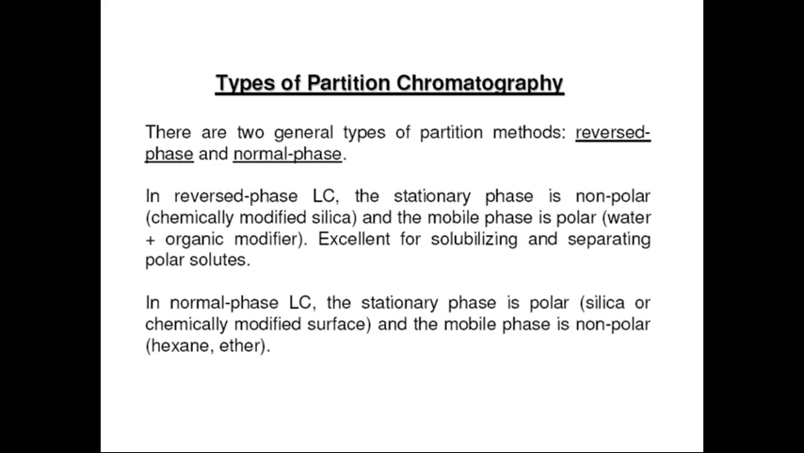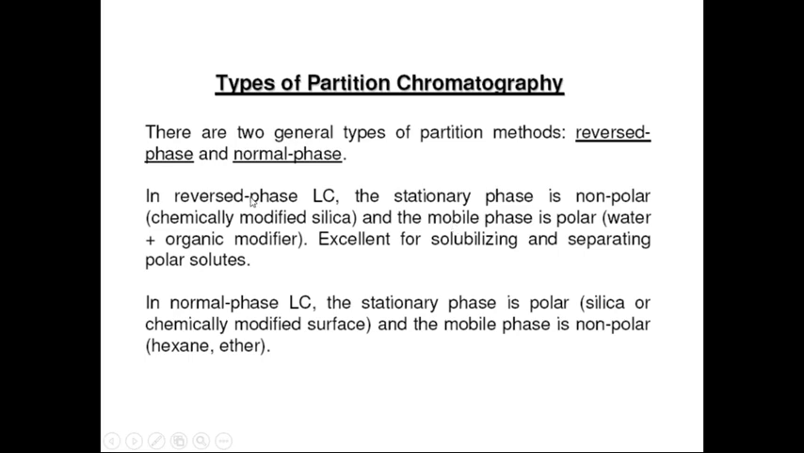In normal phase chromatography, the stationary phase is polar, such as silica, or any other chemically bonded surface, such as the diol or the cyano. And the mobile phase is non-polar, generally hexane or ether. Reverse phase is the exact opposite of normal phase and therefore termed as reverse phase. So here the stationary phase will be non-polar and the mobile phase will be polar.